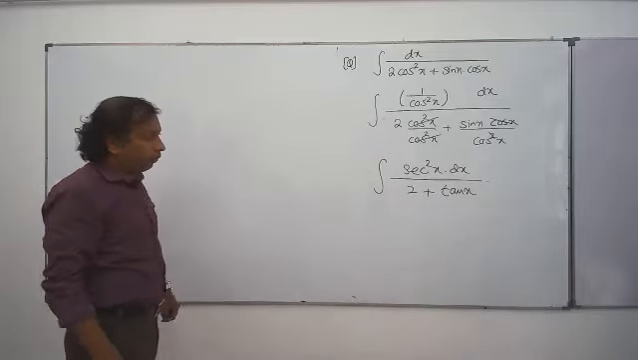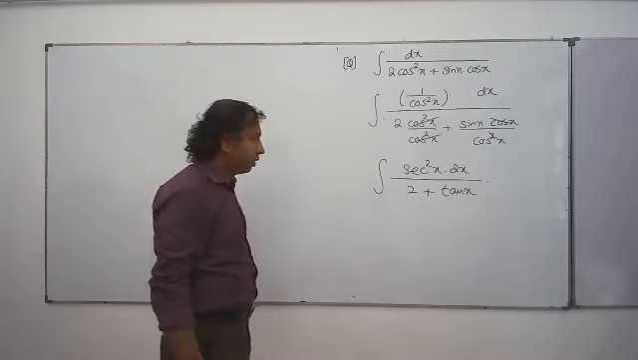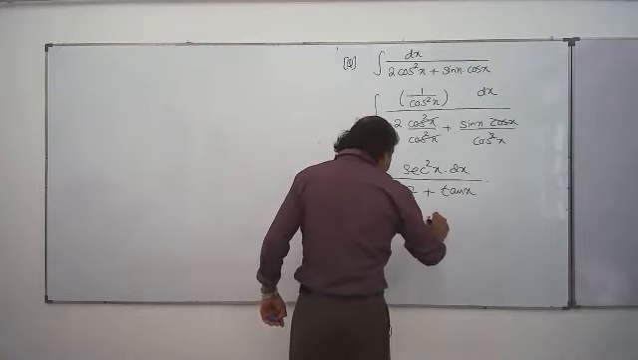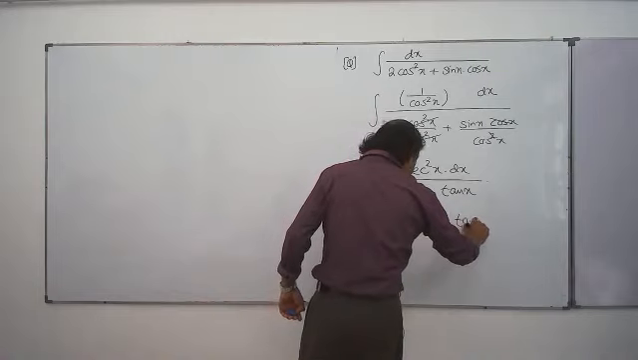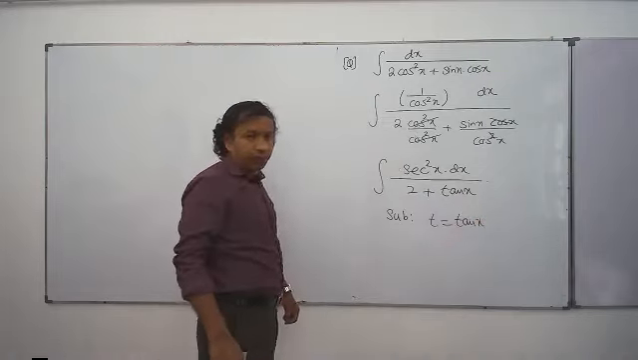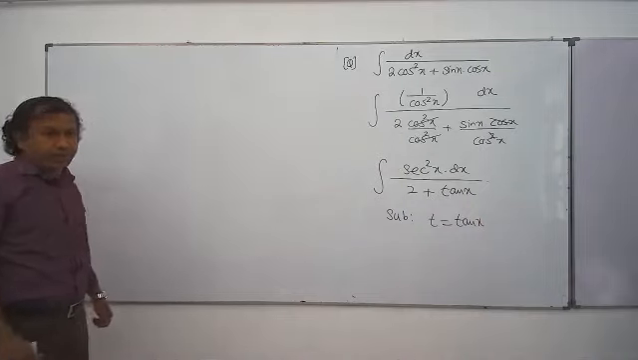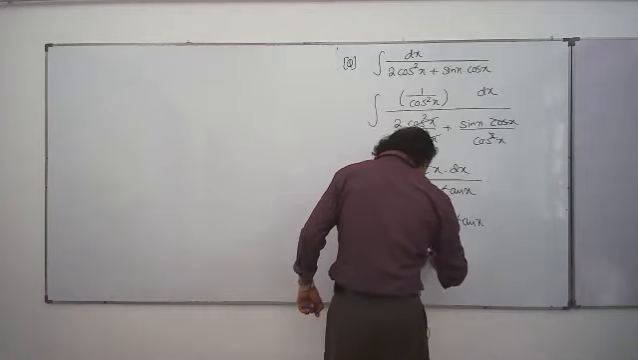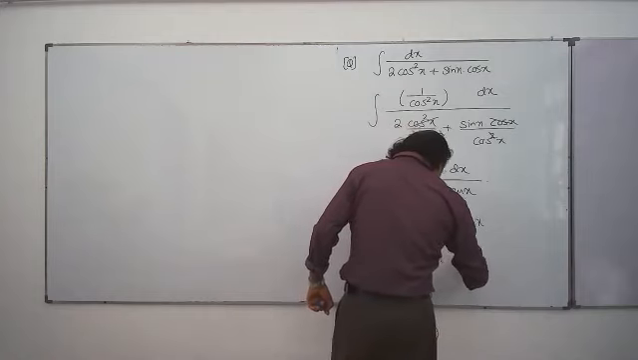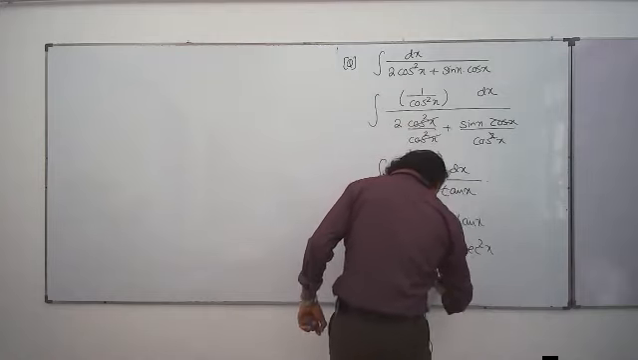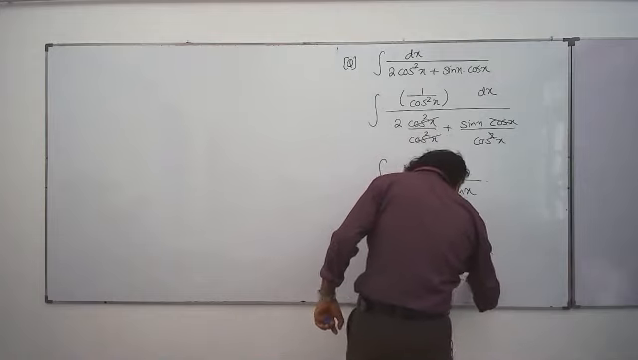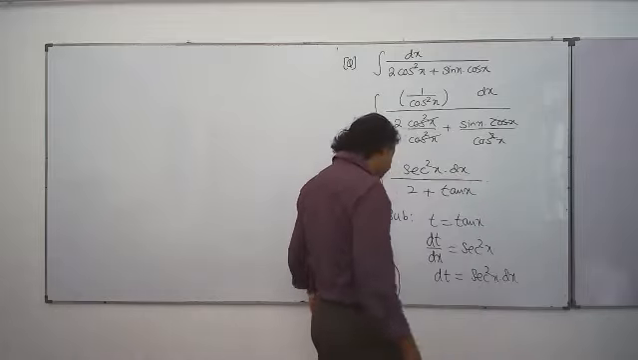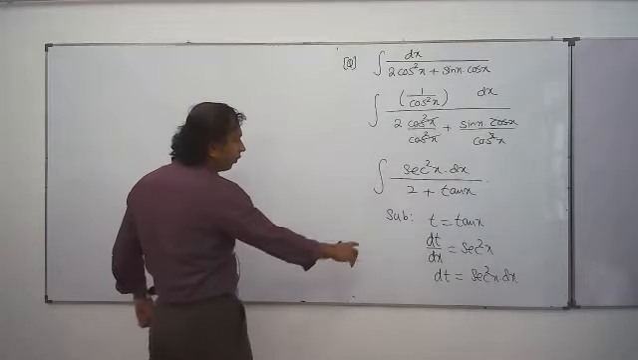Okay. Now we use a substitution. T equals tan x. Whenever we use a substitution, you know we have to differentiate that substitution, right? dt upon dx is sec squared x. dt equals sec squared x dx. Then we can go to this.